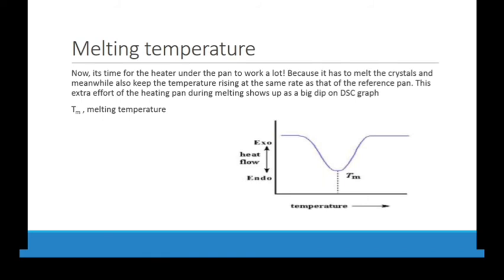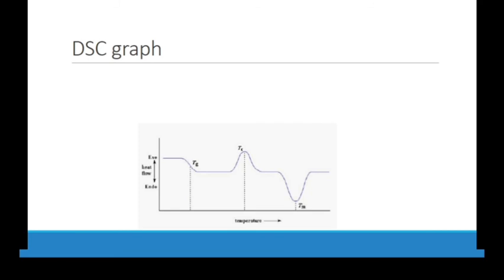because it has to melt all the crystals first. And now if we put everything together, it will look like this. So first of all, we have glass transition, then we have crystallization, and then we have the melting point. Okay, like polymers, we will have all these three. But if we have an amorphous compound or amorphous substance, we will have only a melting temperature.